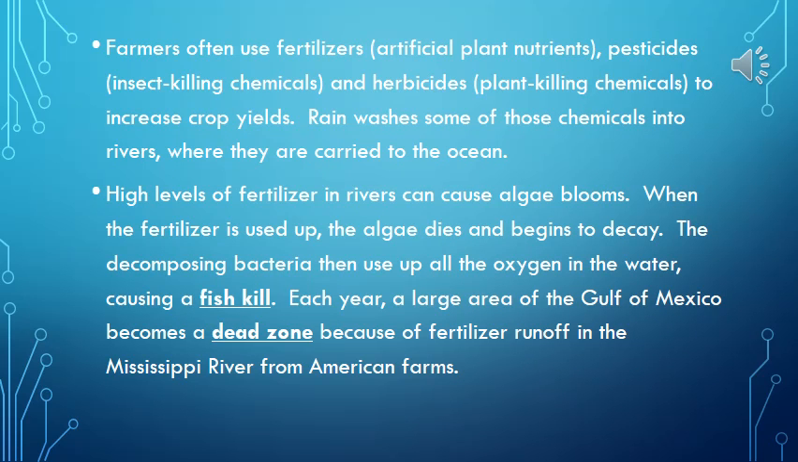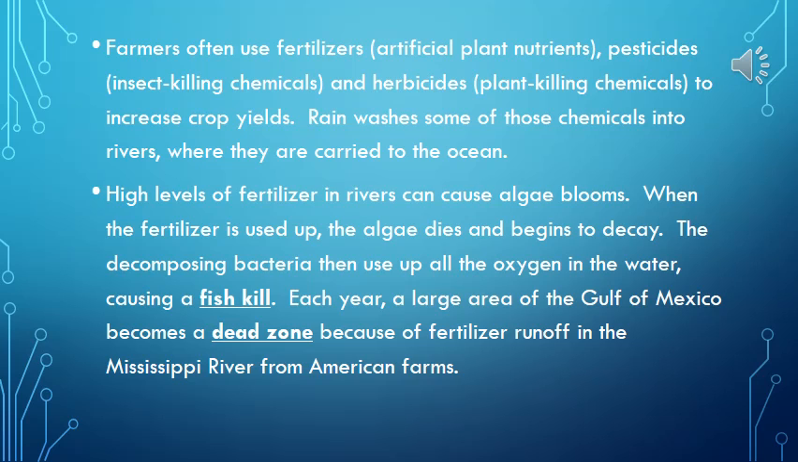Farmers often use fertilizers, pesticides, and herbicides to increase crop yields. Rain washes some of those chemicals into rivers where they are eventually carried to the ocean. High levels of fertilizer in rivers can cause algae blooms. When the fertilizer is used up, the algae dies and begins to decay. The decomposing bacteria then use up all the oxygen in the water, causing a fish kill.